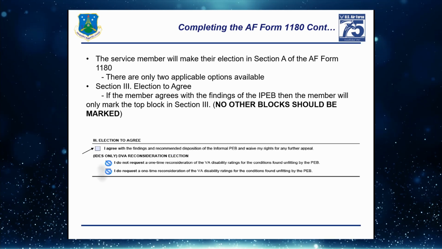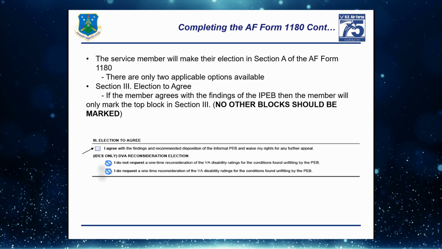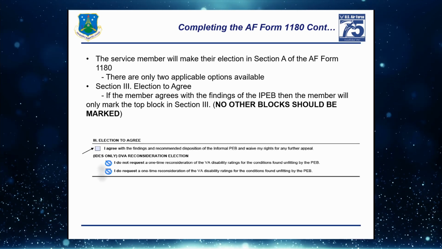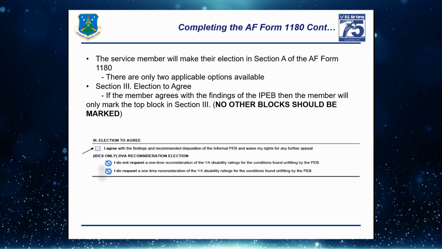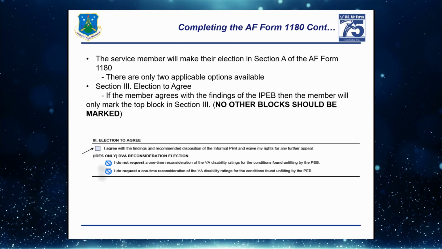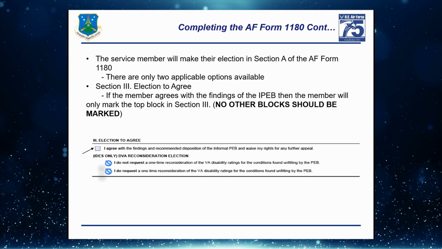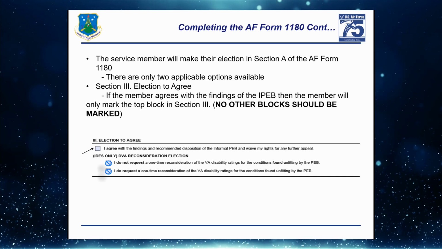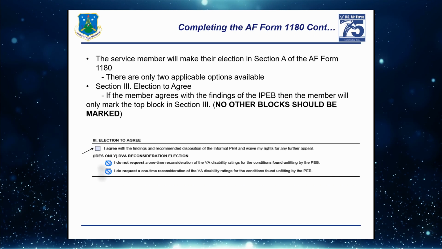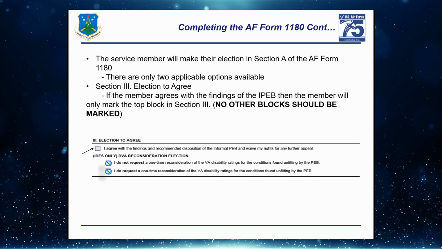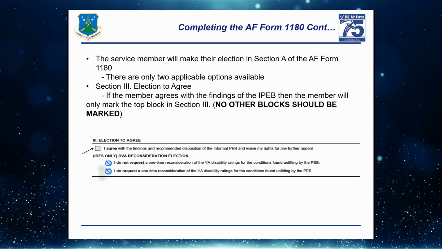The service member will then make their election in Section A of the Air Force Form 1180. There are only 2 applicable options available. So Section 3 is the election to agree. If the member agrees with the findings of the IPEB, then the member will only mark the top block in Section 3. No other blocks should be marked.